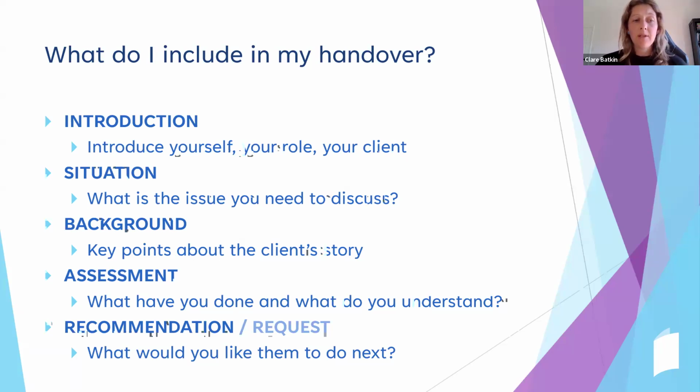B is for background, and this is where you give just the key points about the client's story. So not their dog's name, not their whole journey into the hospital, just the key information that the person needs to know so that they understand the situation you're talking about. A is for assessment. That is, what have you done? What do you understand the issue to be? And then recommendation is, what would you like them to do next?